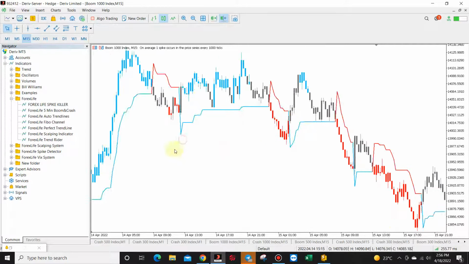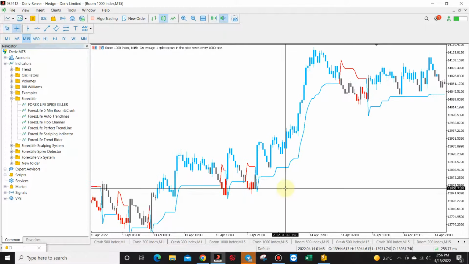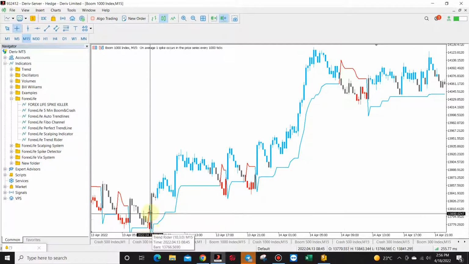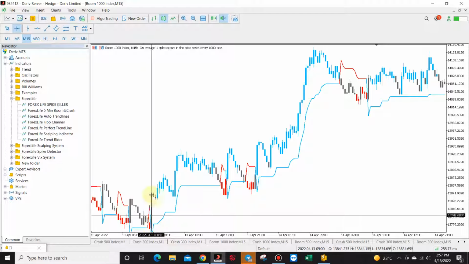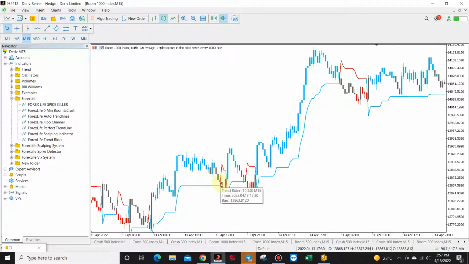Now let's look at the buy opportunity. Right over here, as you can see, this is a gray candle, a blue trend rider but a gray candle. We don't enter the trade. We wait for our blue candle above the trend rider. So we'd have entered our trade over here, and when our trend rider changed red, we would have taken our profits.